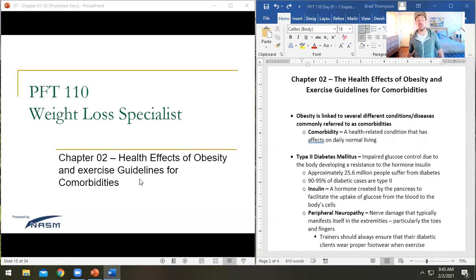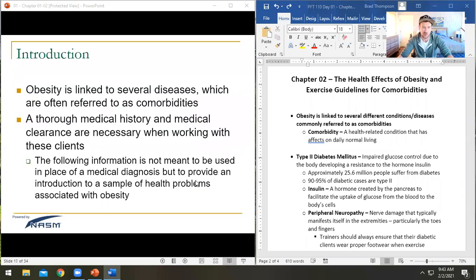All right, looking at chapter 2. Make sure today, guys, you read through chapter 1. Review the PowerPoint, review the notes after this lesson, and then let's take a look at chapter 2. Let's take a look at the health effects of obesity. This is a lot of the stuff that we've already talked about, but again, these are the statistics that they like to throw test questions around.